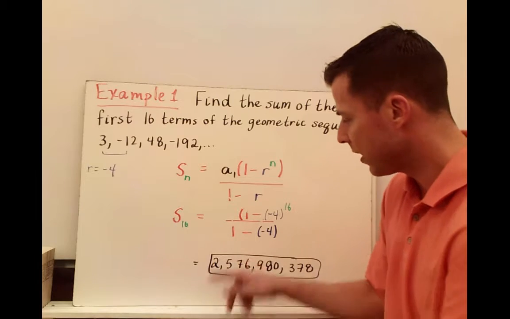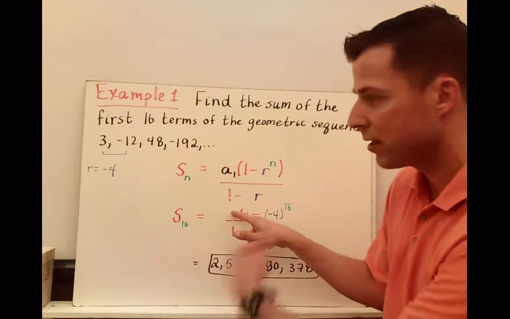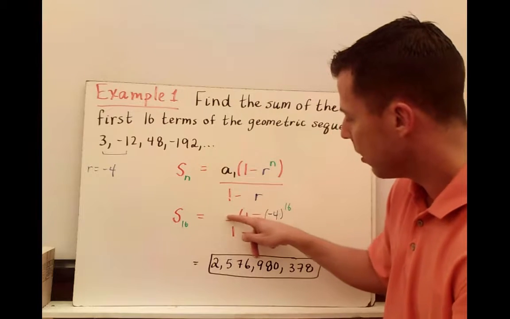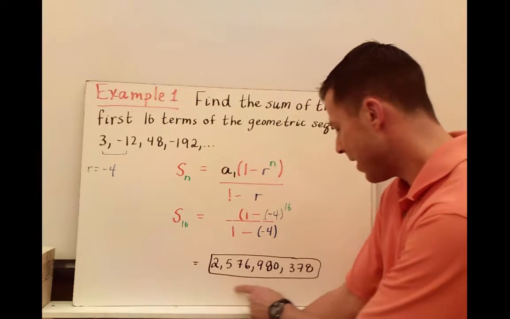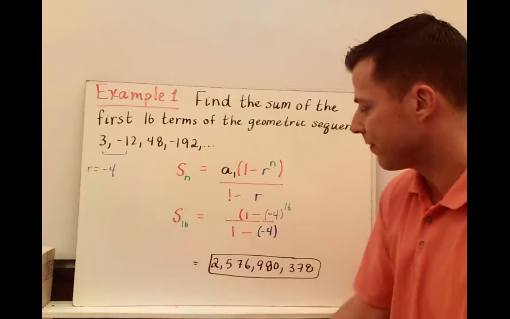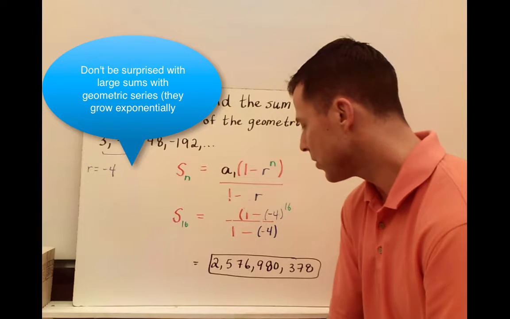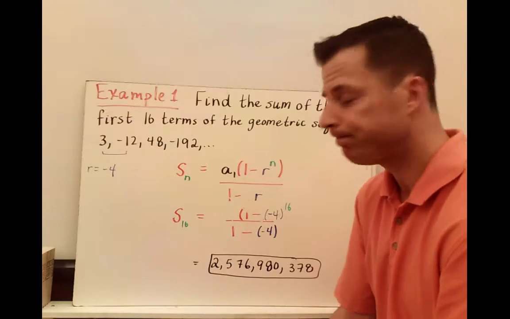So I substitute. Again, there should be a negative 3 here. It erased when I put my boards up. So negative 3 right here. Okay, times all this, and I get this monster-sized number. So that's the sum of the first 16 terms of this sequence.